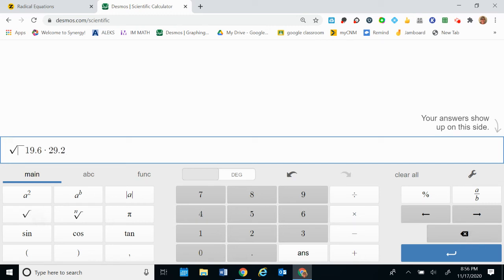If you don't like doing the 0.5, you could have actually done it easier by doing this, the square root of, and then putting in 19.6 times 29.2. And then let me get rid of all of this. Oh, and then you get the same answer. Okay, so the answer is 23.92.